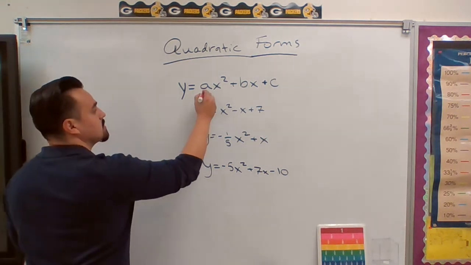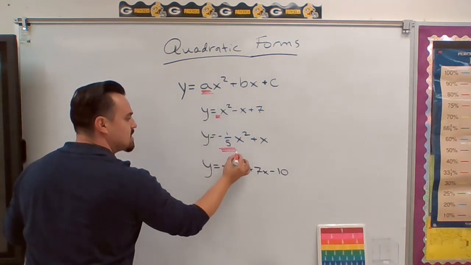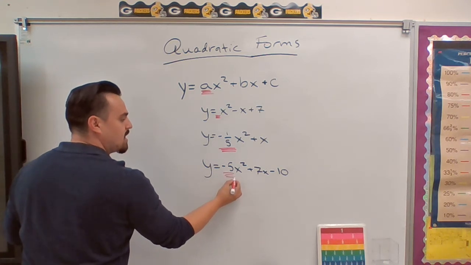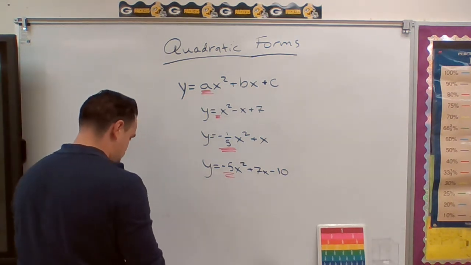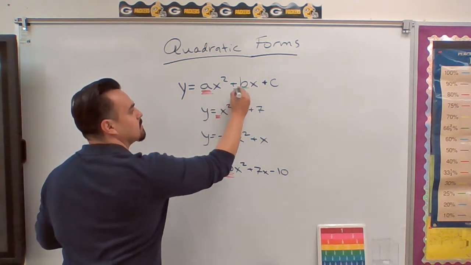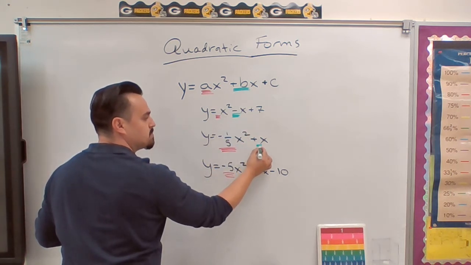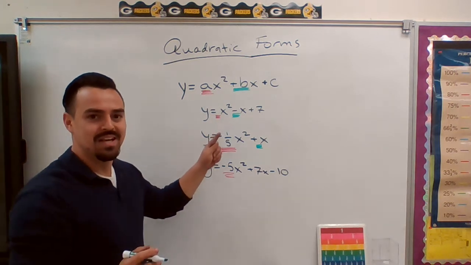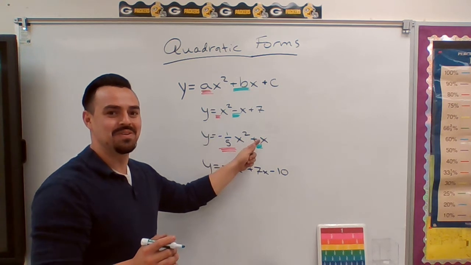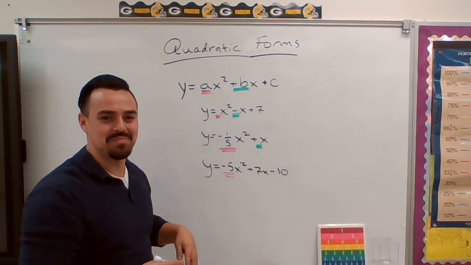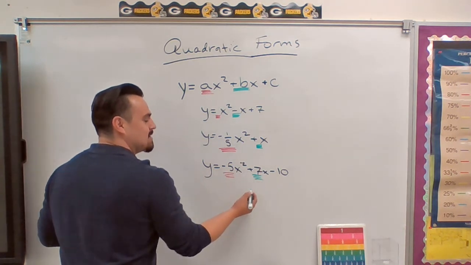In this case, our A is 1, our A is negative 1/5, our A is negative 5. Our B is negative 1. Our B is positive 1. For those of you who can't see that, there's a little invisible 1 there and a little invisible 1 there. We're just lazy. We don't put it down. But that says 1x. And over here, the B is 7.